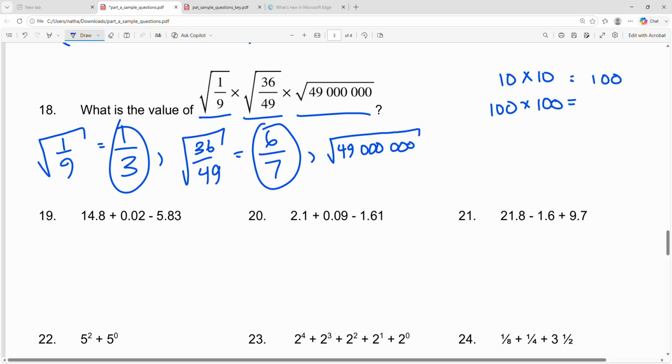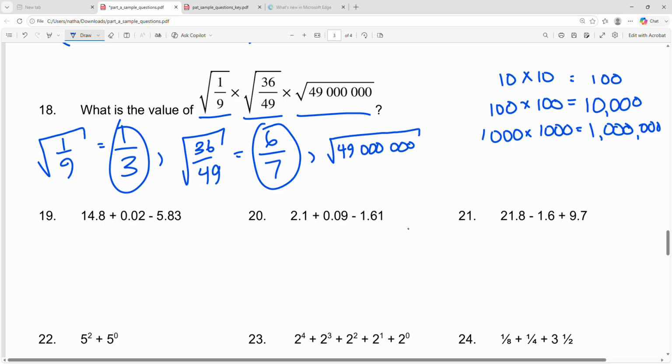When we're dealing with numbers like this, what do we do with the zeros? If we have 2 zeros here and 2 zeros here, if we have 100 and 100, we can just add those zeros up. So we get 1, 2, 3, 4 zeros, which is actually 10,000. What if I had 1,000 times 1,000? We would have 6 zeros, which would be 1 million.